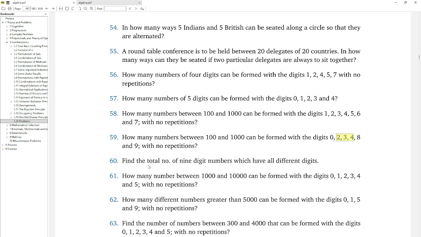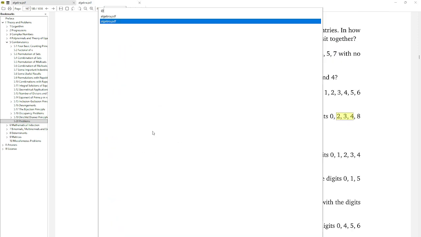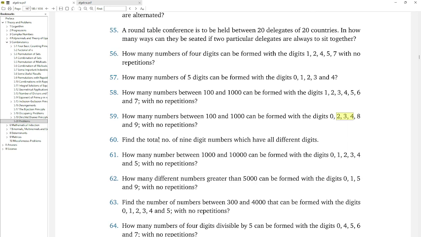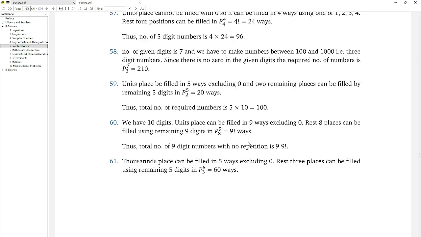Question 60 says find the total number of 9-digit numbers which have all different digits. So we have 10 digits, and the first place can be filled in 9 ways excluding 0. Rest 8 places can be filled using the remaining 9 digits in 9P8, that is 9 factorial ways. The total number of 9-digit numbers with no repetition is 9 multiplied by 9 factorial.